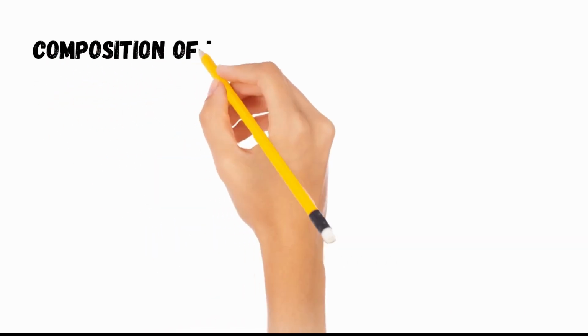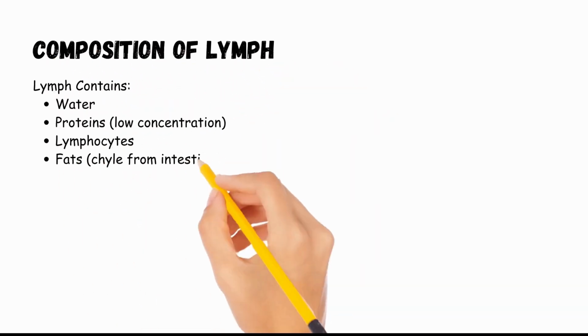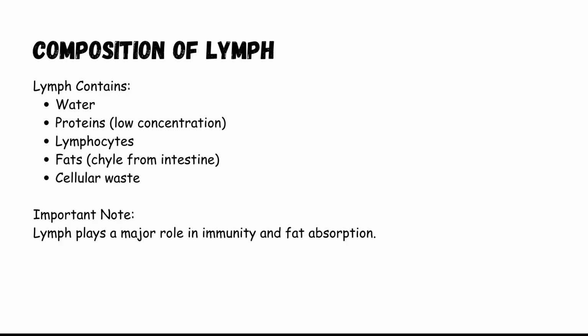Lymph is composed primarily of water. It also contains small amounts of proteins, lymphocytes, fats absorbed from the intestine, and waste materials from cells. The fat-rich lymph absorbed from the small intestine is called chyle. Because lymph carries immune cells and foreign particles to lymph nodes, it plays a critical role in immune defense.